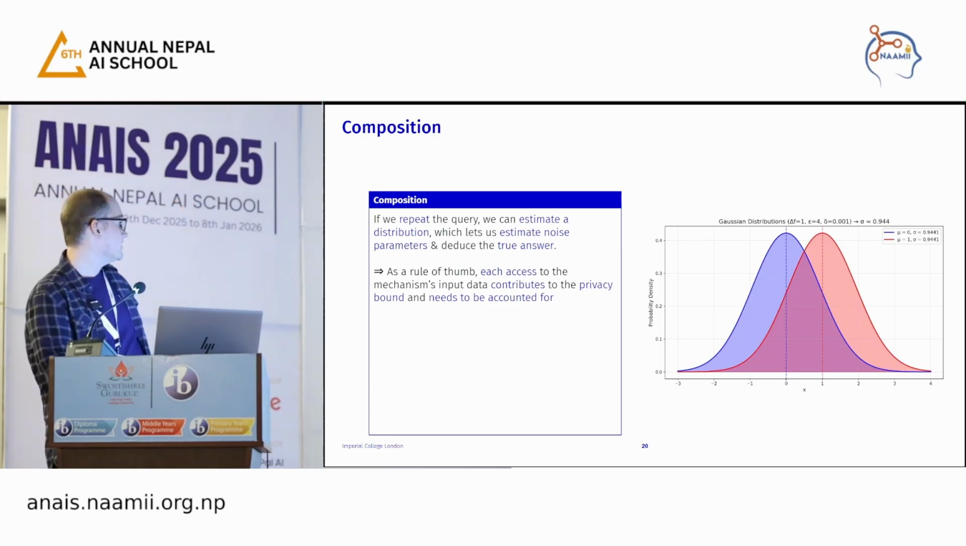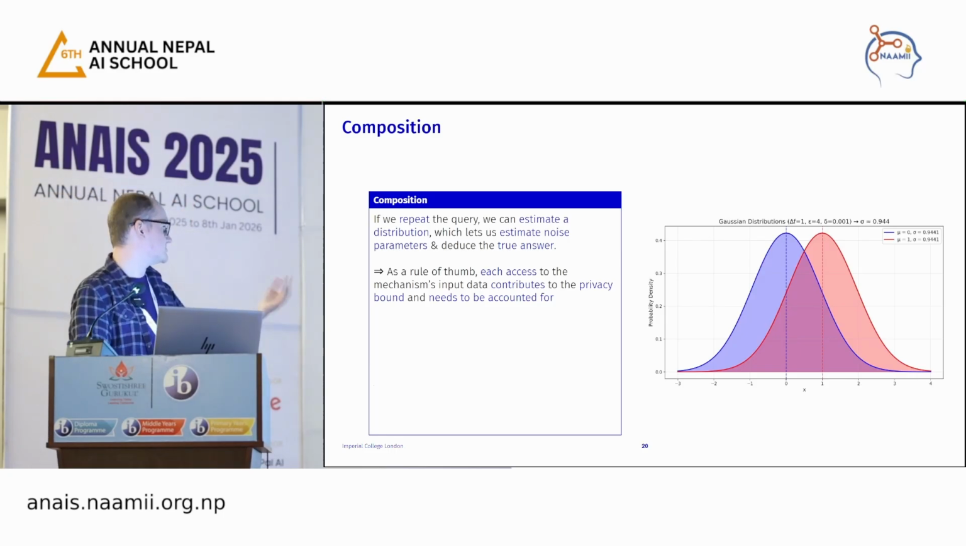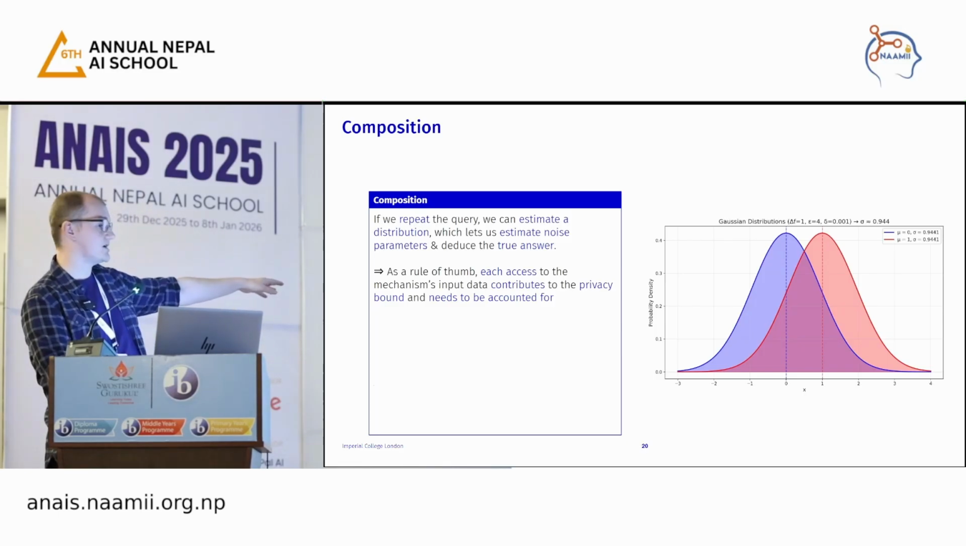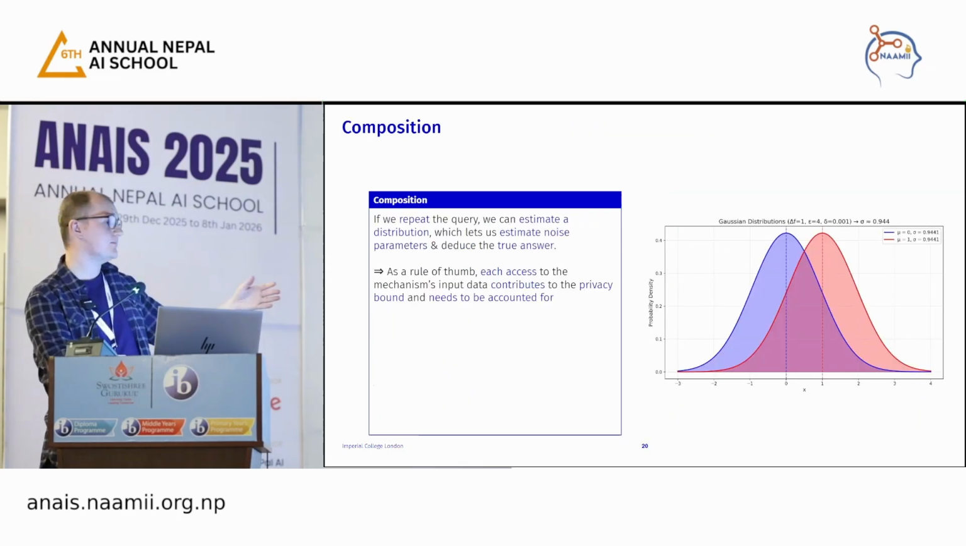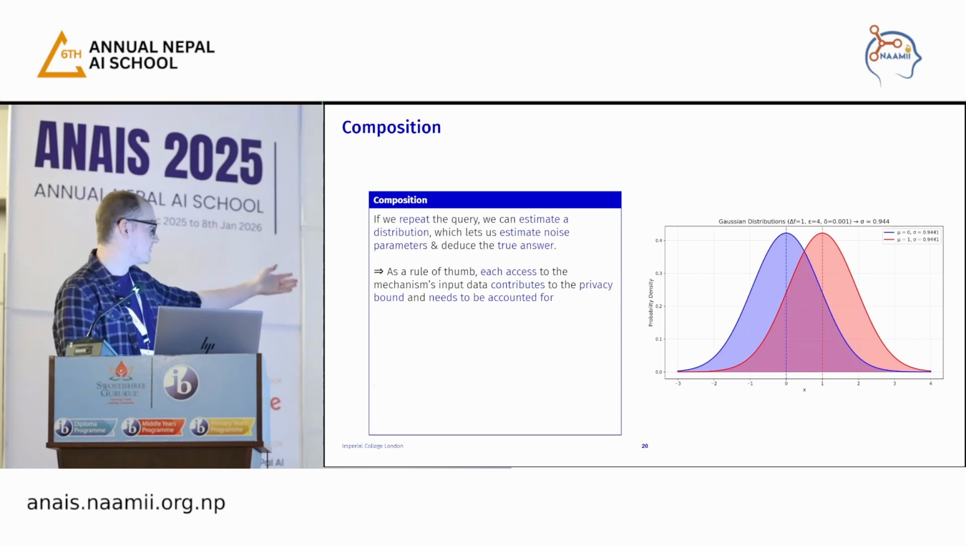to 1, right? So as a rule of thumb, each access to the mechanism's input data contributes to the privacy bound and therefore needs to be accounted for. The very simple way of doing that is just counting all the accesses and then summing them up. It's also a very inefficient way. There are multiple ways of improving this bound.